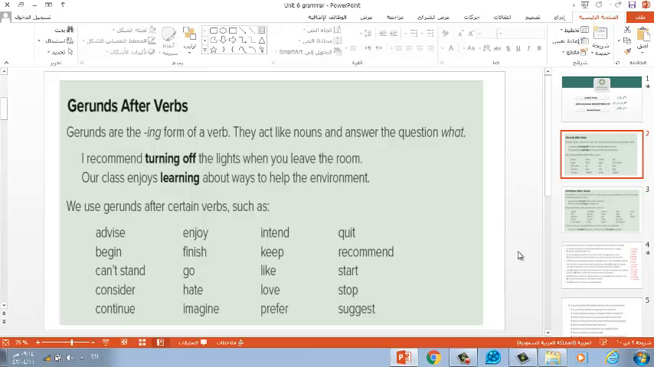Verb ing. We use gerunds after certain verbs. So there is a group of verbs that we use gerunds just after. These verbs are advise, begin, can't stand, consider, continue, enjoy, finish, as you can see in the list.